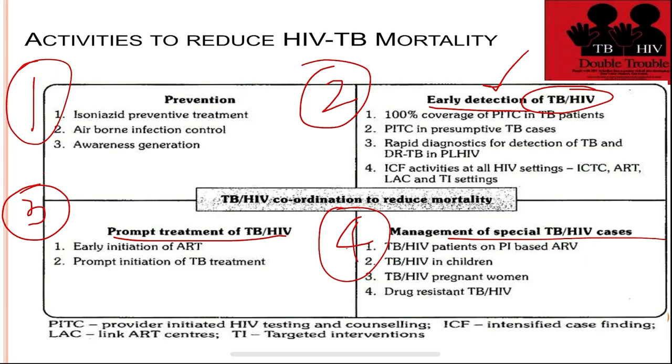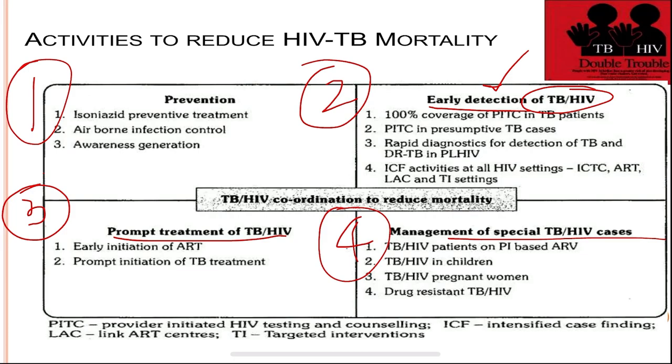And provider initiated TB testing and counseling services, it is presumptive for the TB cases. Rapid diagnostic detection of TB and DRTB in the PLHIV. So, in PLHIV, we are detecting the cases, diagnosis is done. ICF activities at all HIV settings. So, we need to have this intensified case finding at all the HIV settings. The case finding should be intensified case finding.